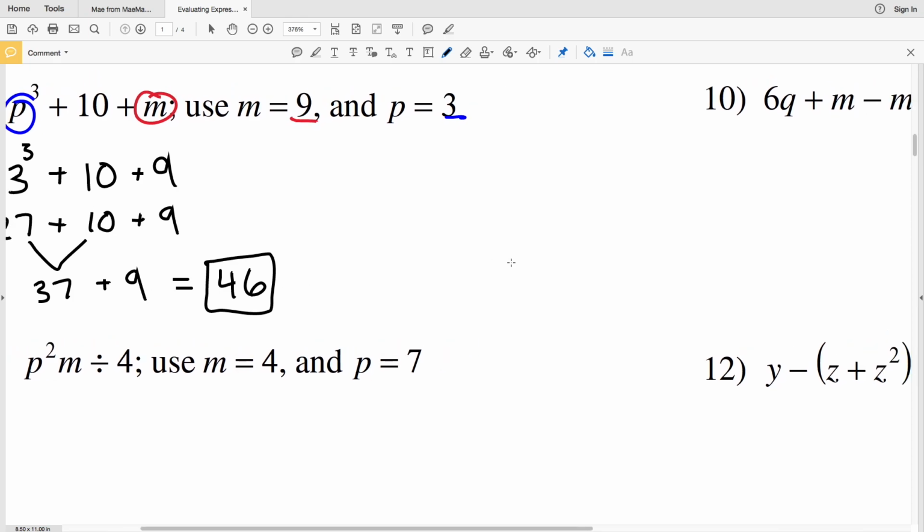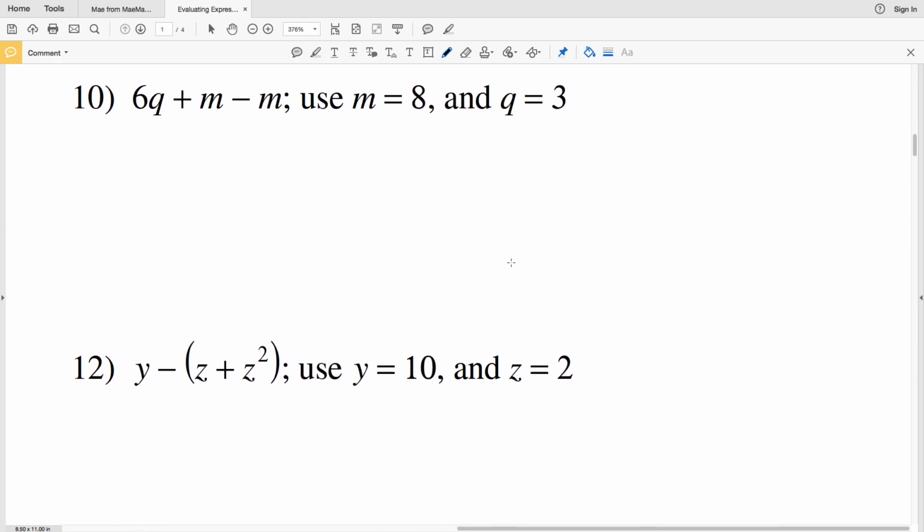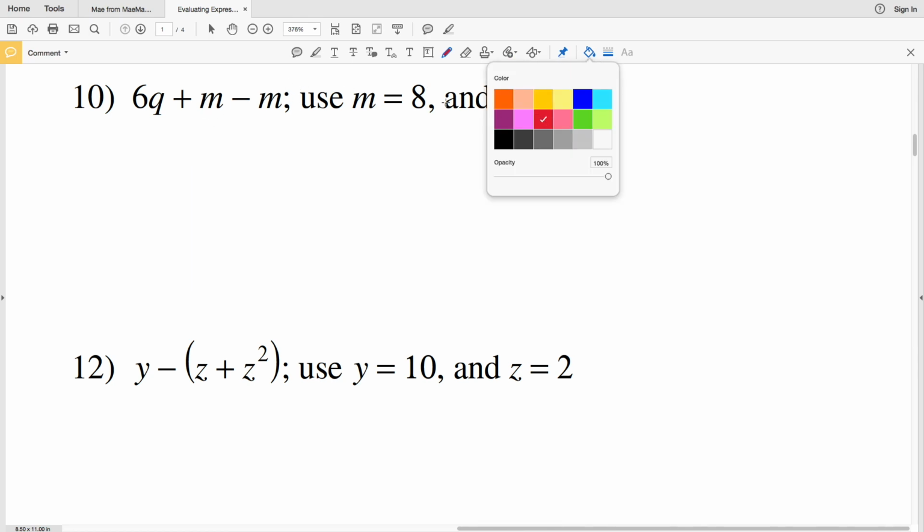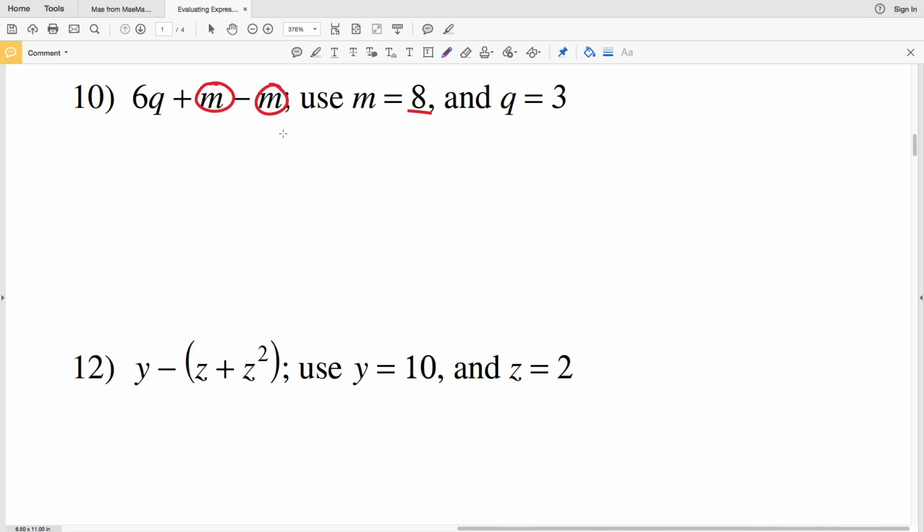Let's do one more, and then we'll stop this video there. For number 10, we have 6q plus m minus m. So again, we have m twice in this expression. We can either take the value 8 and plug it in twice, or we can simplify first. Let's go ahead and simplify first.